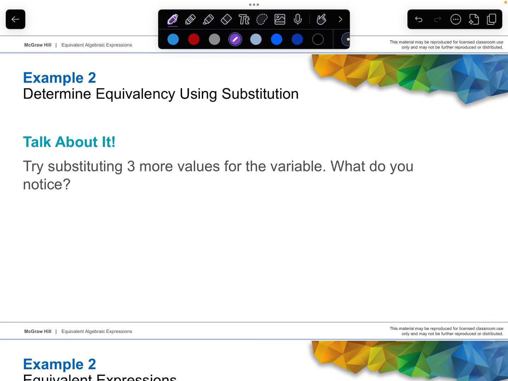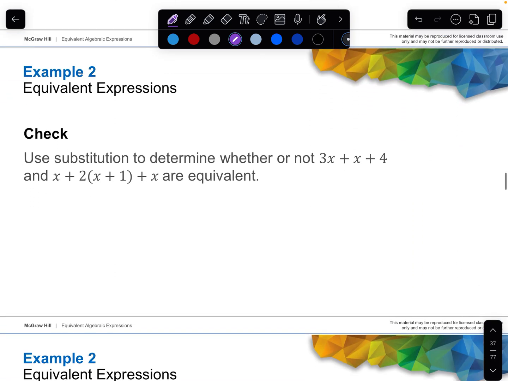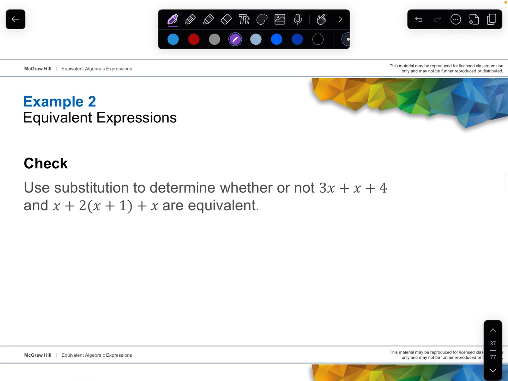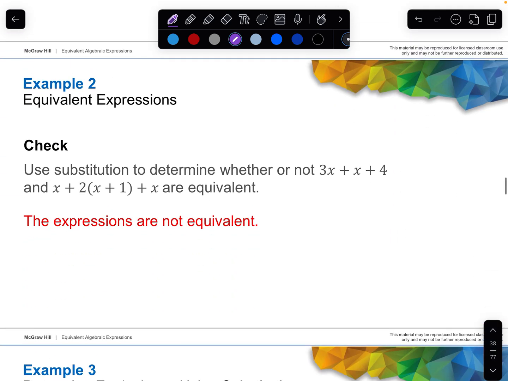Now, try this. Try substituting 3 more values for the variables, and what do you notice? You'll notice that no matter how many values you substitute for the variable, the expressions are still equivalent. Pause this right here, solve this check problem on your own, and I'll share the solution in a moment. These expressions are not equivalent.